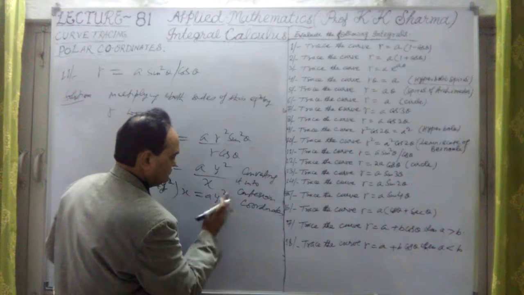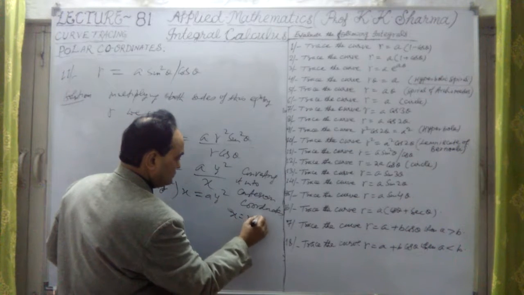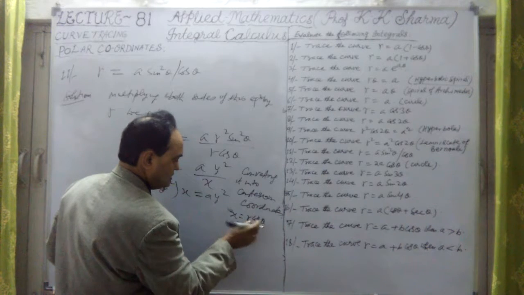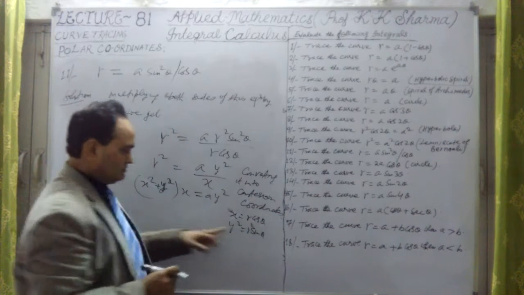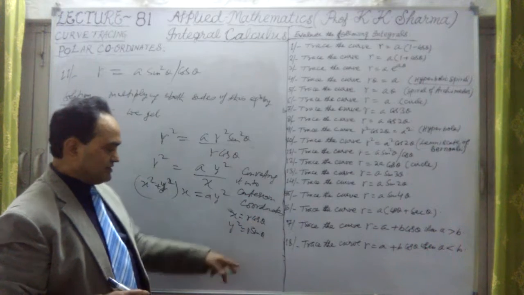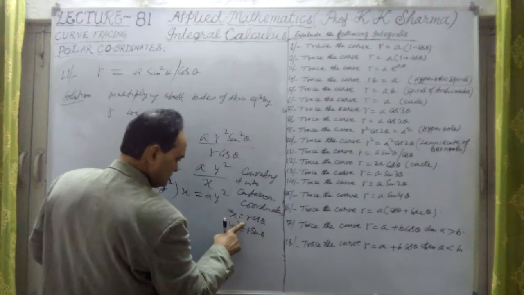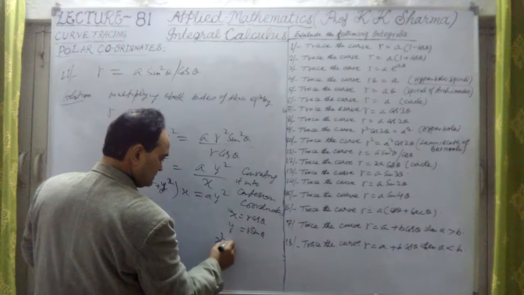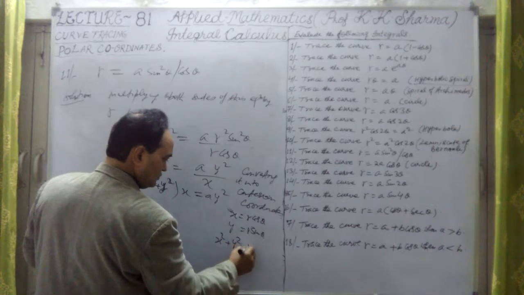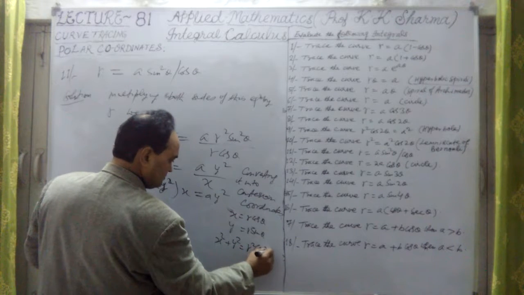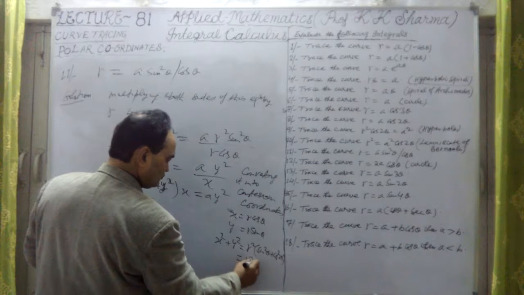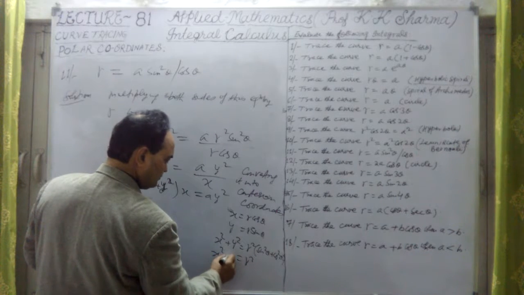x equal to r cos theta and y equal to r sin theta. If I square them and add, it will give us x square plus y square equal to r square common, and in the bracket will be sin square theta plus cos square theta, which is 1. Therefore, r square we always keep as x square plus y square.